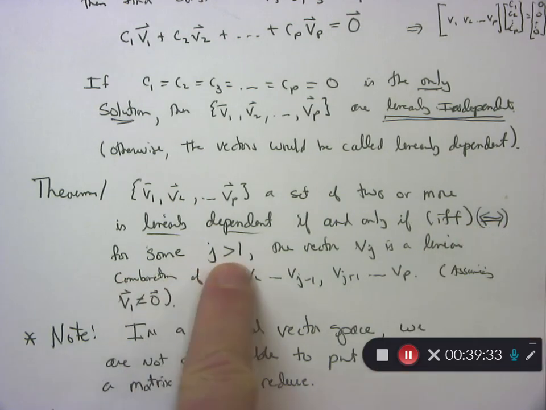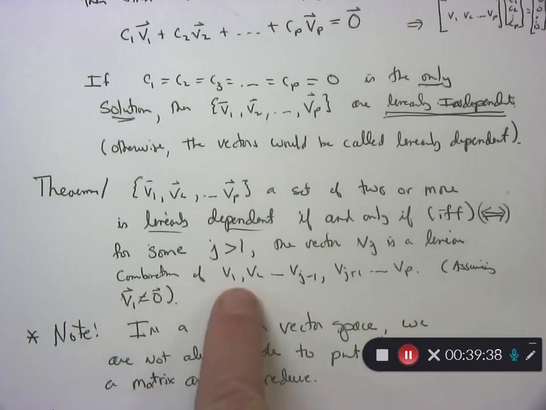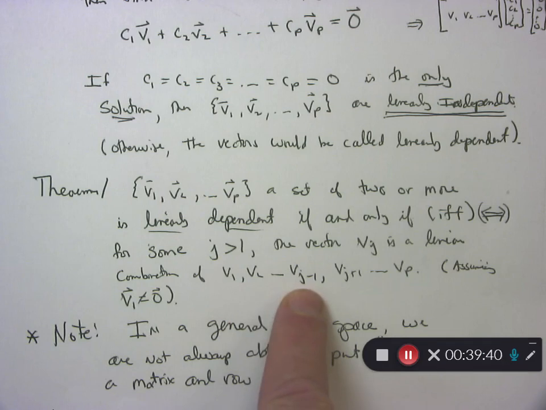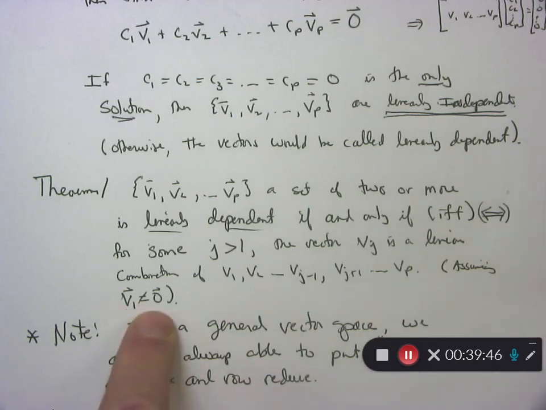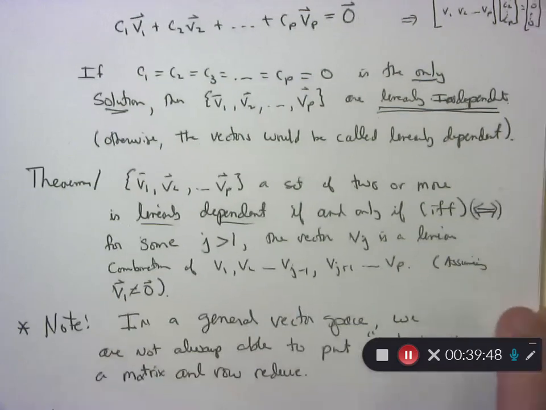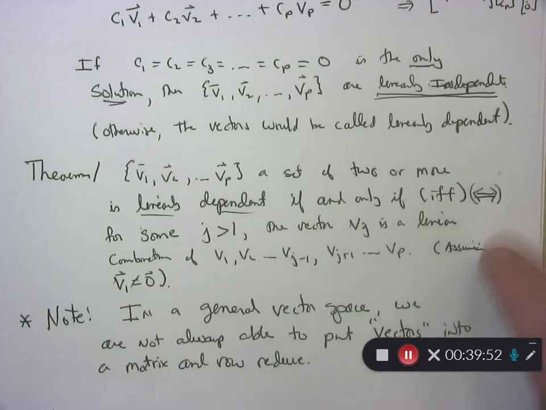For some j greater than 1, the vector vj is a linear combination of v1, v2, through vj minus 1, vj plus 1, you skipped over vj there, through vp, assuming that v1 is not equal to 0, okay? You've got to be non-zero, vj is not equal to 0 here. So linearly dependent means I can write this vector as a linear combination of the other vectors. That's what it means to be linearly dependent.